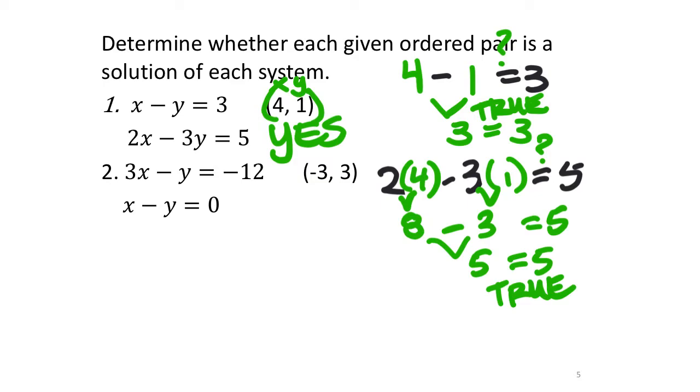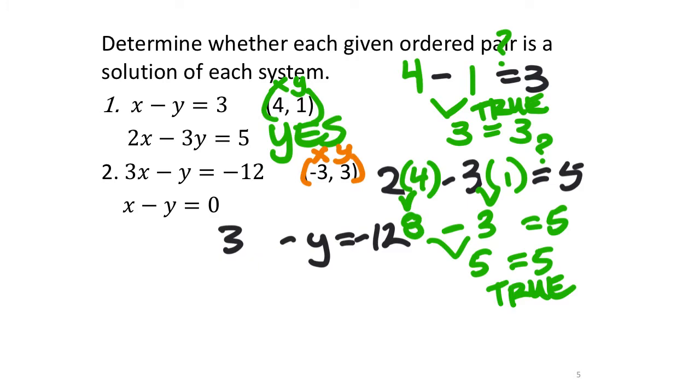Now number 2 gives us a different ordered pair, and I'll put this one in orange. Again, the x we can see is -3, and the y value is 3. So I need to test both equations, or at least one, to see if it's true or false. Again, I'm going to start with that first equation. It doesn't really matter which one you start with. But if I found that this equation was false, I wouldn't need to test the second one because it needs to be true for both in order for it to be a solution to the system.